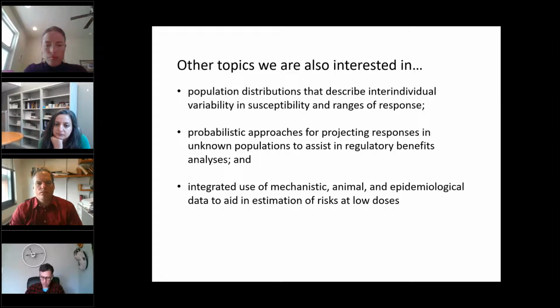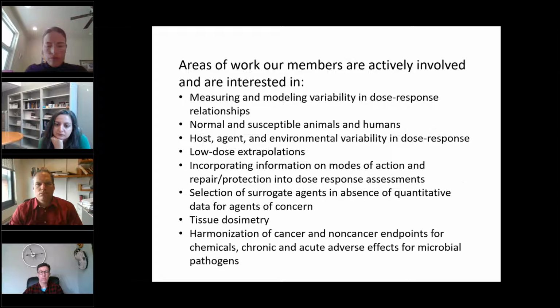Many times we have information at higher doses of exposure, but not at low doses. So the integration of all of this information can help us to better inform low doses and the curves that we are so passionate about. Our members, again, play in all different types of playgrounds. So there's all kinds of different interests in our group.